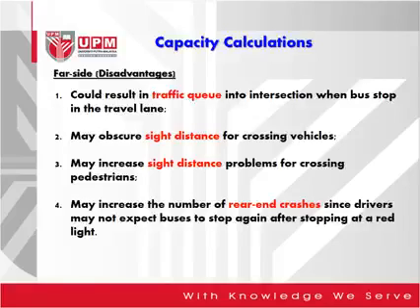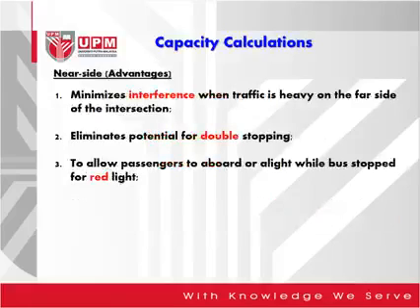And the last one, it may increase the number of rear end crashes. Some vehicles don't expect the bus, after it passes the traffic light junction, to have to stop again. So that's why it will increase the likelihood of rear end crashes. That means that a vehicle crashes into the back of the bus. There are 3 advantages for near side bus stop.